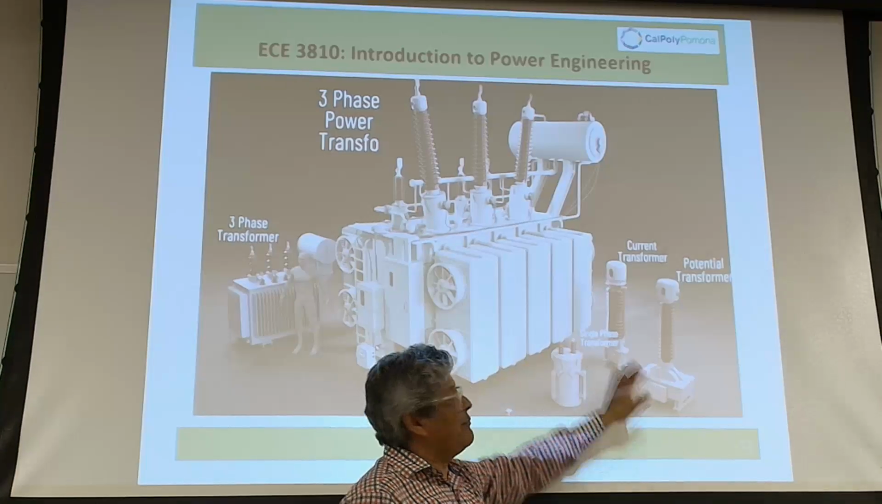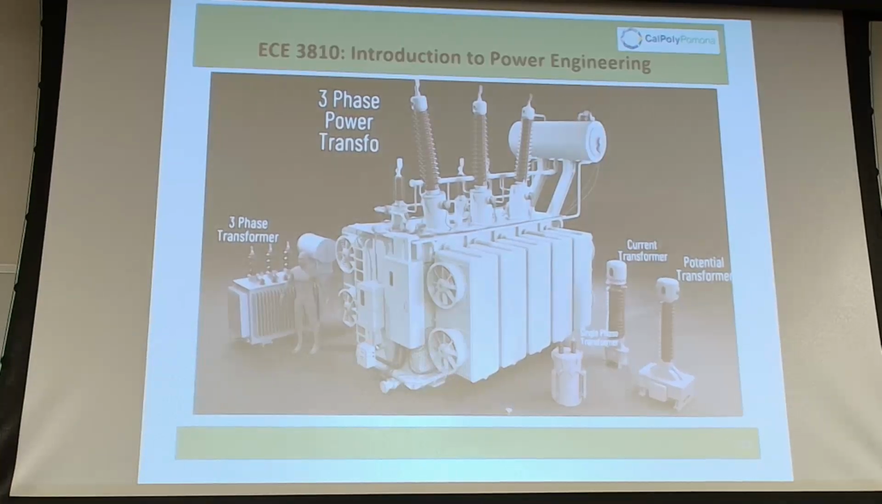And then we have current and potential transformers, which is not what we're going to be talking about in this class, but they exist. Those are transformers used to step voltages up and down so they can be used for measurements. So relay control equipment is connected to current and potential transformers.